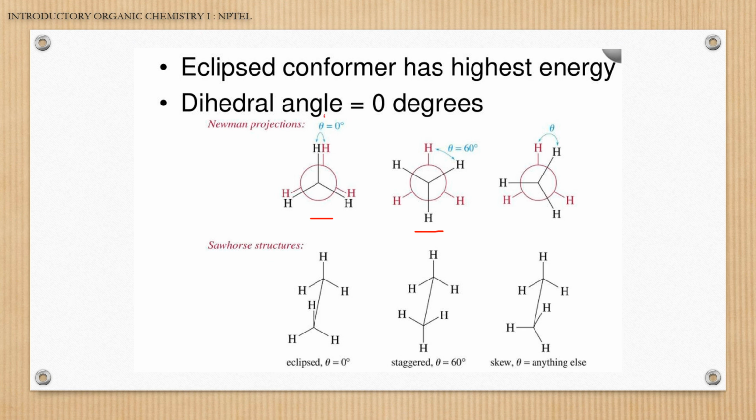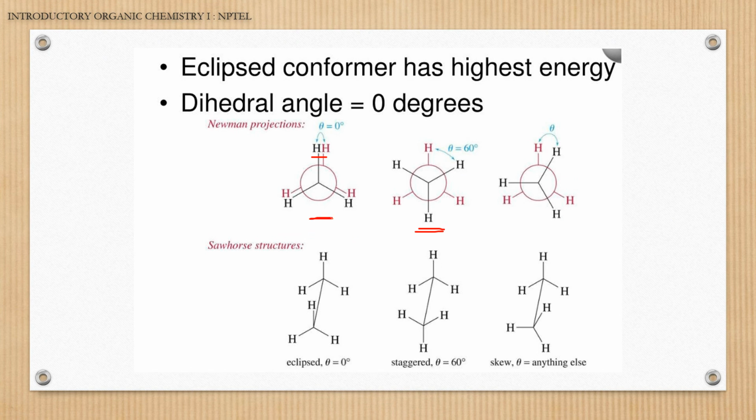Steric strain is not important here because the two hydrogens are not that bulky, right? So we are not focusing on the steric strain here, but torsional strain is present. When we talk about the staggered conformation, the two hydrogens are at a 60 degree angle to each other, so the torsional strain is relaxed. The two hydrogens are not overlapping, but steric strain is there. Still, we can say that the staggered conformation is way more stable than the eclipsed conformation.